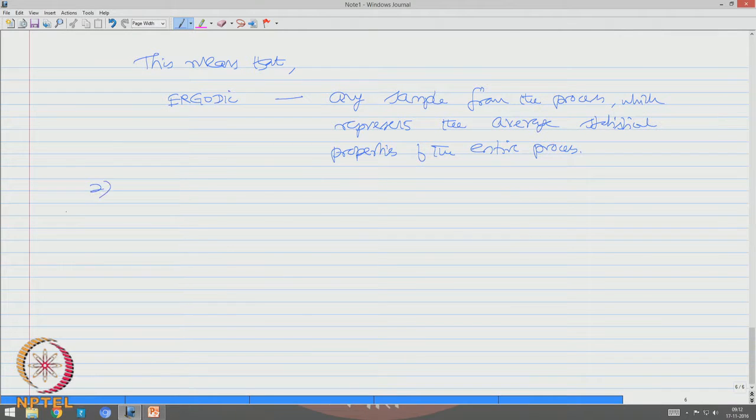The second question which comes to mind is, what is a salient advantage of having, or let us say identifying, an ergodic process?